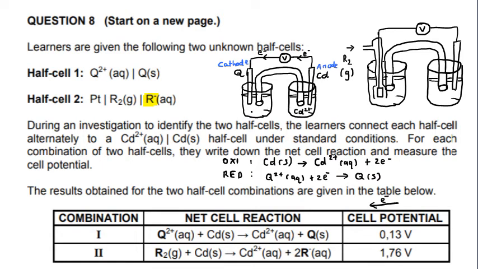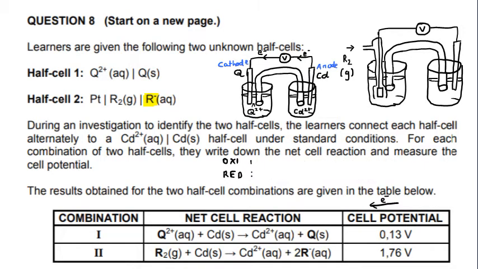On the other hand, this solution over here has to be a solution containing Q2+ ions, and they are basically going to move towards the cathode and be reduced on its surface. So that's it for combination number 1. We now know who is who.